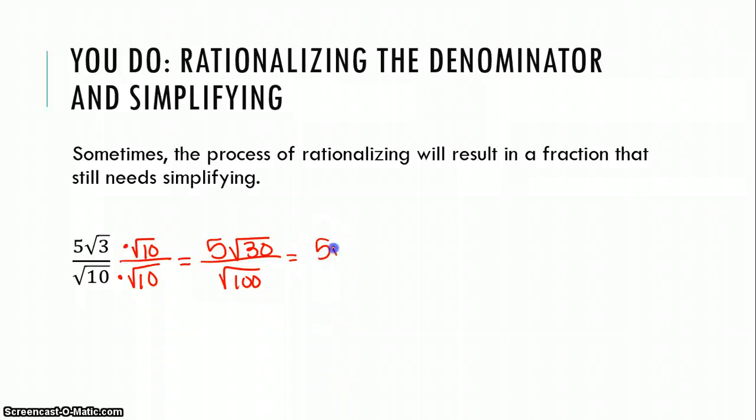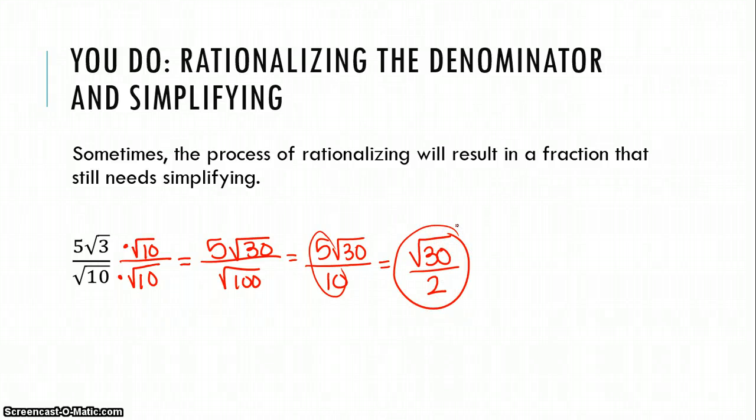So 5 root 30 in the numerator, 10 in the denominator, and then again, outside of the radical, 5 and 10 can simplify. 5/10 is 1/2, so that would be root 30 in the numerator and 2 in the denominator. So root 30, because it's in the radical, can't be simplified with the 2, but if they were both in radicals or both out of radicals, you certainly could.